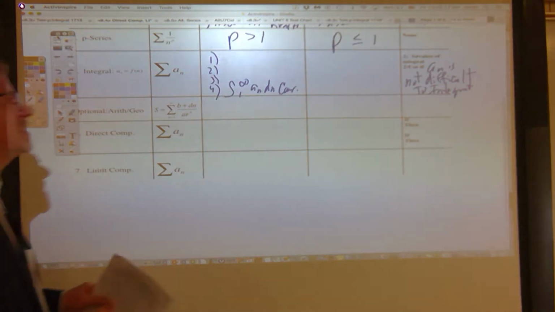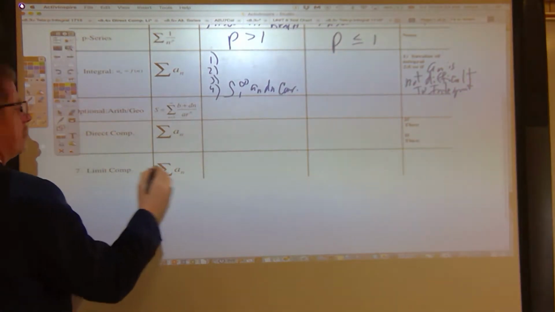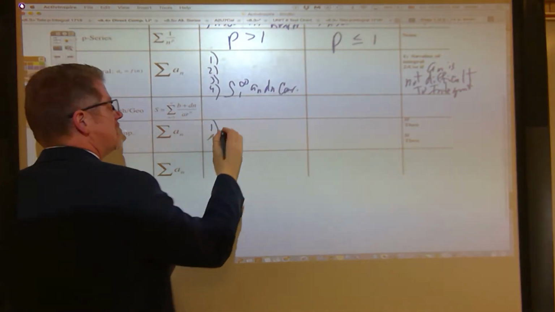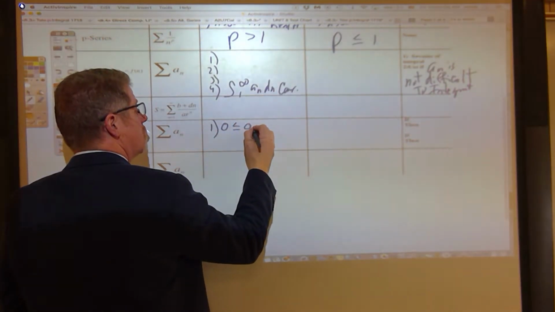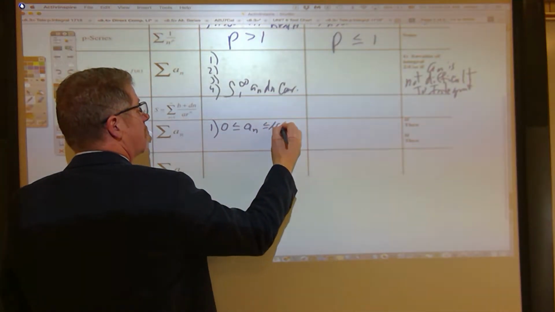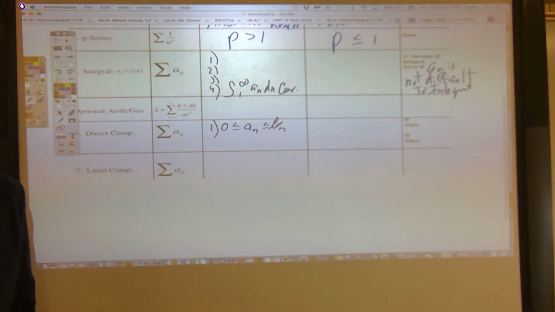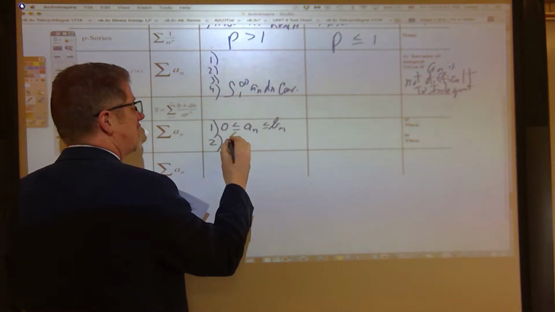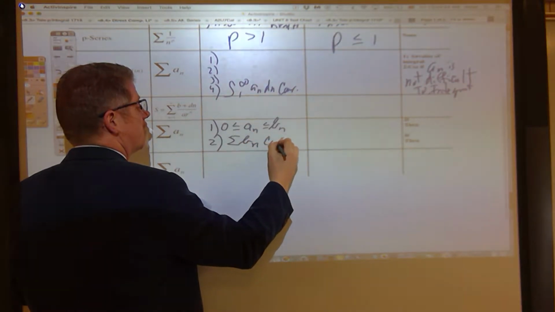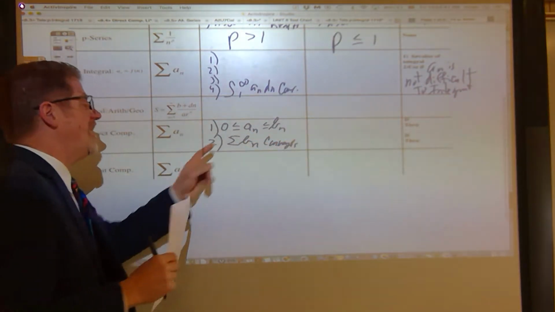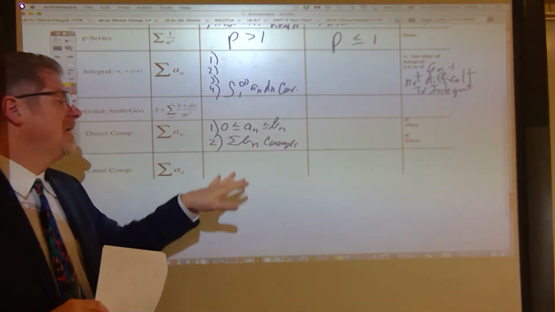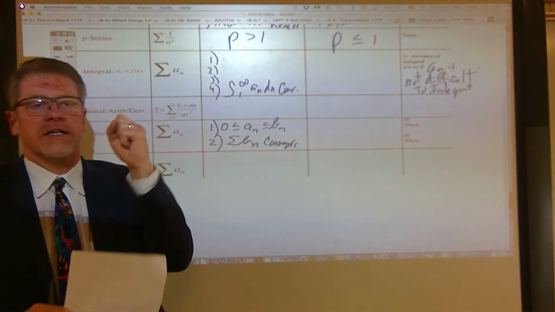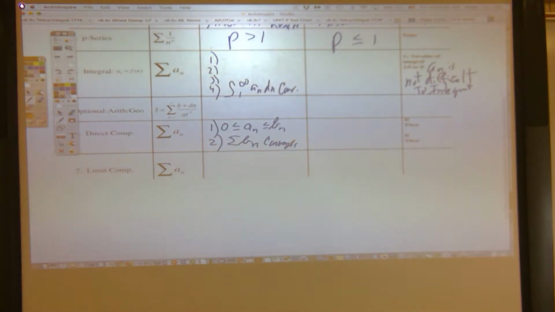In the direct comparison test, both of these have 2 steps. So direct comparison is, first step, 0 is less than or equal to a sub n, is less than or equal to b sub n, where b sub n is a function of n that you get to pick. You get to pull it out of thin air and bring it into the problem. The second step is that series b sub n converges. So if you can sandwich a sub n between 0 and b sub n, and if b sub n converges, then clearly a sub n has to converge also.